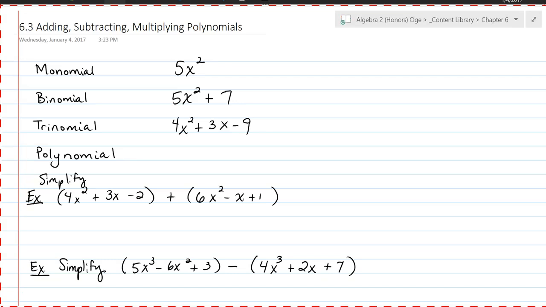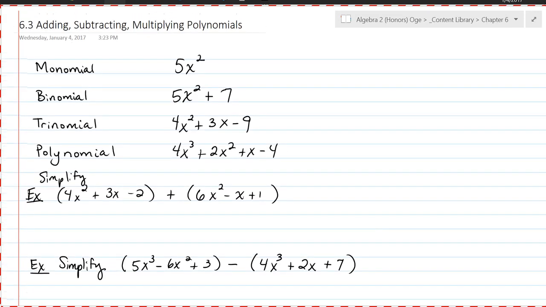And then anything larger than a trinomial would be called a polynomial, excuse me, I'm sorry. Anything larger than a trinomial would be just called a polynomial. In fact, a monomial, a binomial, and a trinomial are actually polynomials. They just have special names.